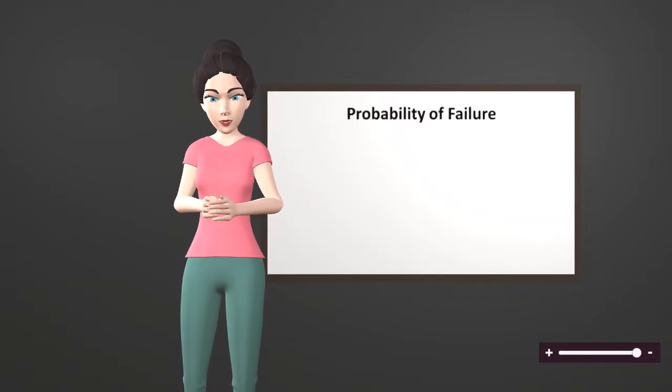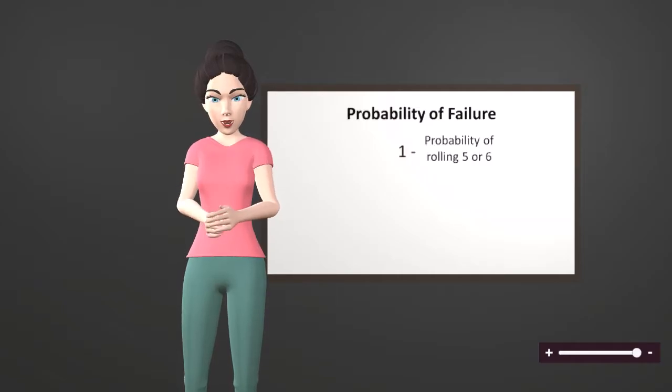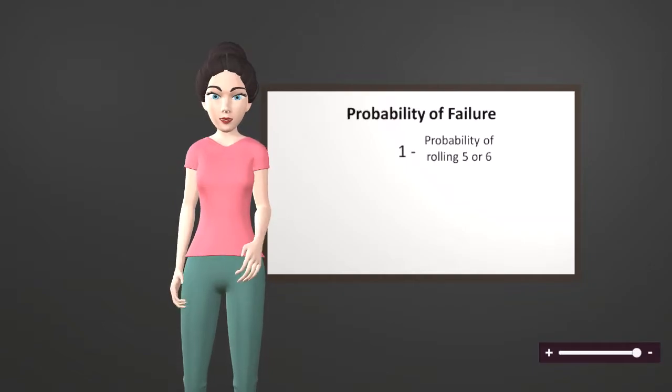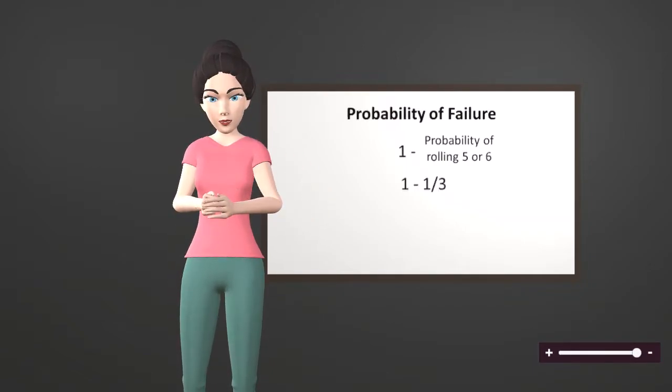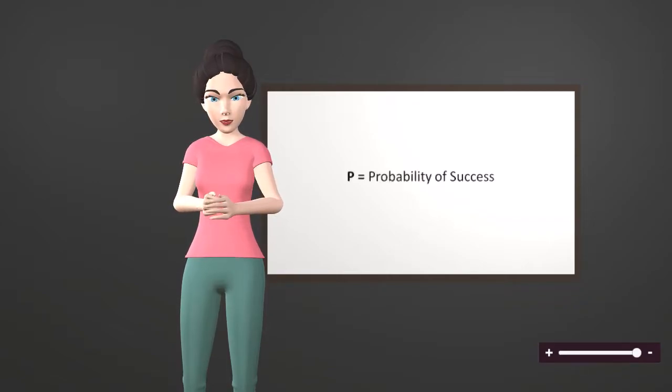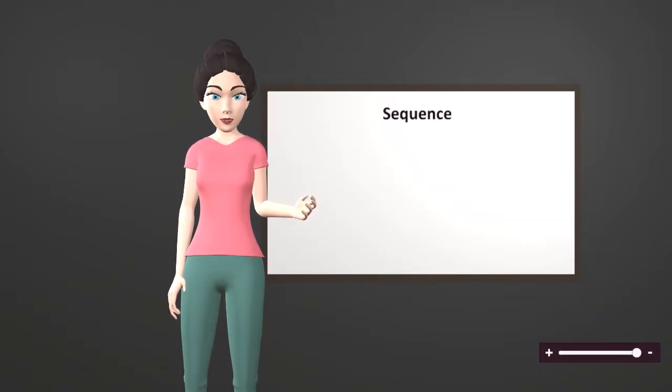Similarly, there is a probability of failure. This is the probability of success subtracted from 1. So in our example, the probability of failure is 1 minus 1/3, which is 2/3. The probability of failure can be symbolized as 1 minus P. Now you know how to determine the probability of success, symbolized as P, and the probability of failure, symbolized as 1 minus P.